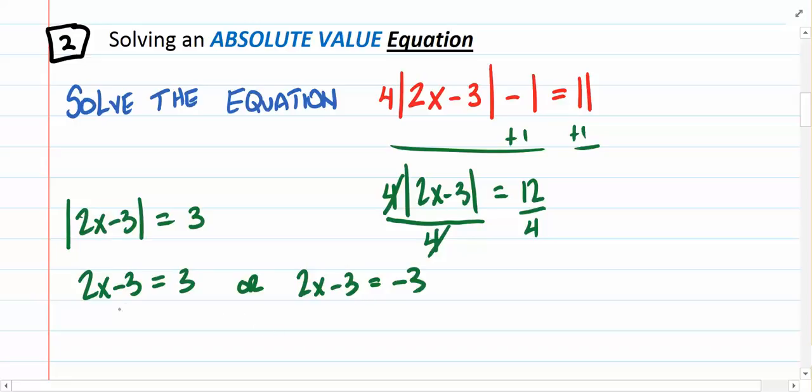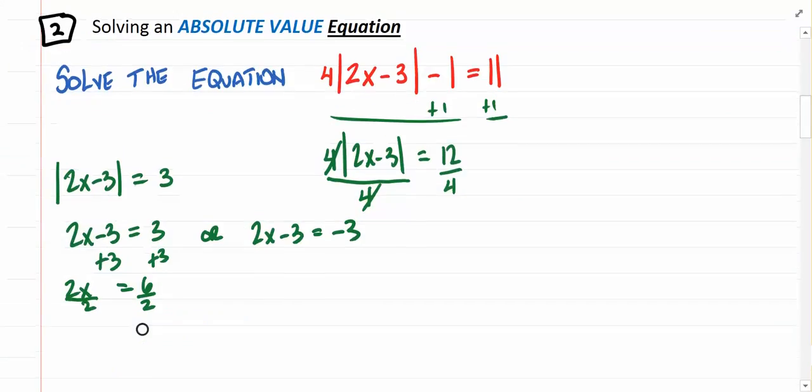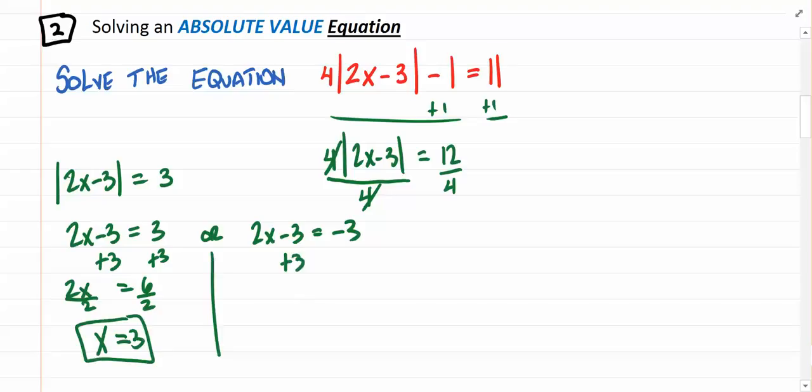So I would add 3 over here, I would add 3 over here, so I would get 2x is now equal to 3 plus 3, which is 6, divide by 2, and I would get, of course, that x would be equal to 3. That's one of the solutions. Or simultaneously add 3 to both sides. I would get now that 2x is equal to negative 3 plus 3, of course, is 0. Divide both sides by 2, and I would get that x is now equal to 0.